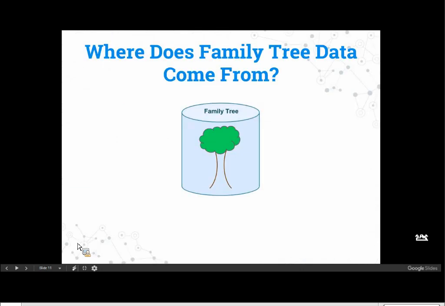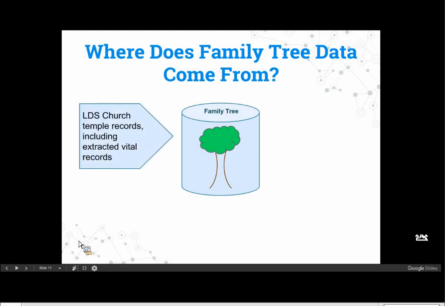So there are three main sources, and these sources can actually be broken down a bit more, but for simplicity, we're just going to put them in three buckets today. So the first bucket, as we saw from Brother Russell's very successful attempt to get the data all in one place, the first source of information for the data in Family Tree was records of completed temple work. And that includes extracted vital records.